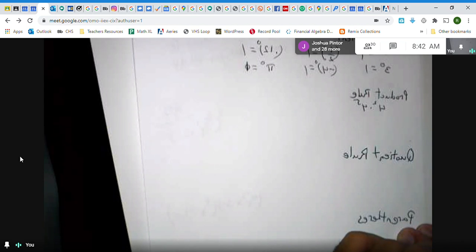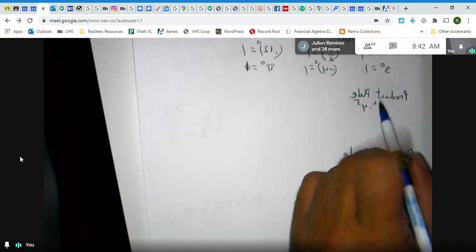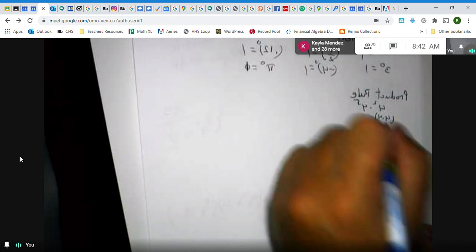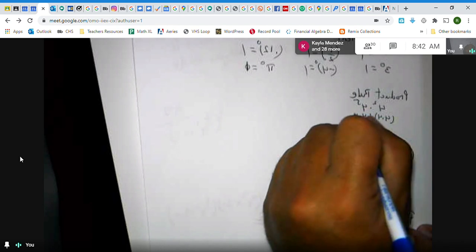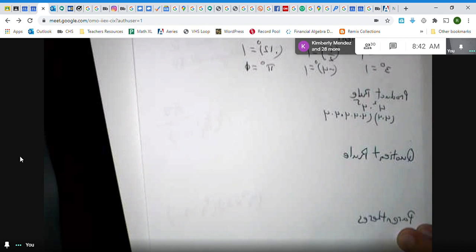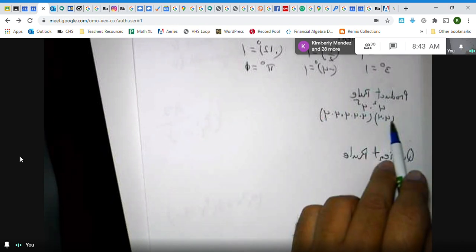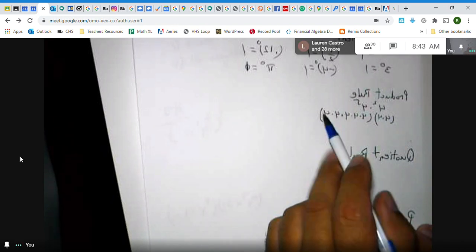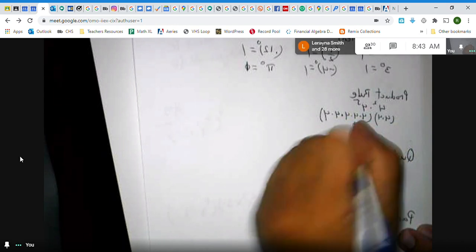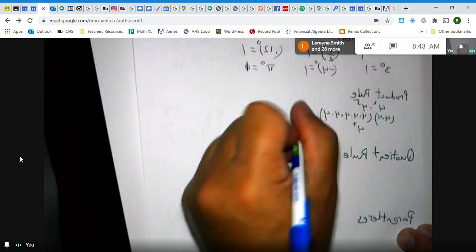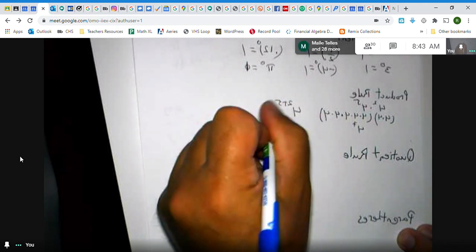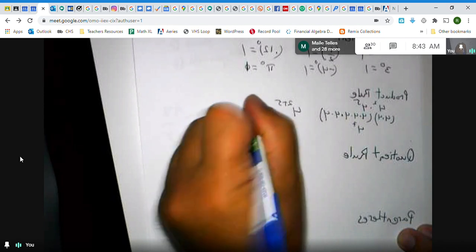Here's what I want you to visualize. 4 to the second is 4 times 4. 4 to the fifth is 4 times 4 times 4 times 4 times 4. I can see this is all just multiplication. And when I put it all together, it'll be 4 to the 7th power. That means the product rule is adding. You add the exponents.